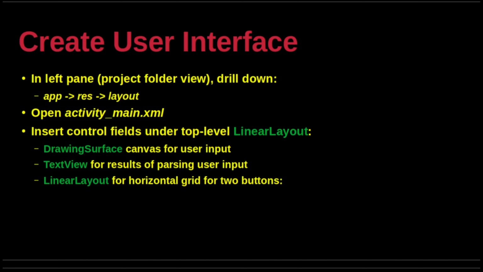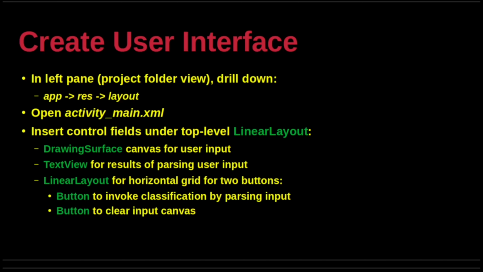Insert 3 control fields under linear layout. The first control field is drawing surface where the handwriting is entered. The second control is text view to display the results of the recognition operation. The third control is linear layout. It is used to run the application and to clear out any handwriting that is no longer needed.